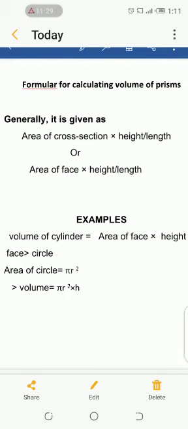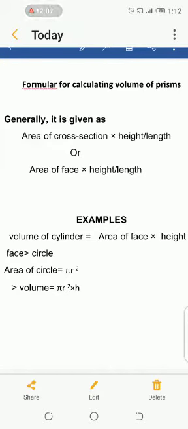Now, there is a general formula. What I don't encourage students to do is to cram. By the time you cram, you have so many things crammed, and sometimes you may forget. But when you know the origin of the formula, it is easier for you to reproduce it at any time. Generally, the volume of a prism is given as the area of cross-section times height or length. Remember, your length can also be used as your height. They are both distances.